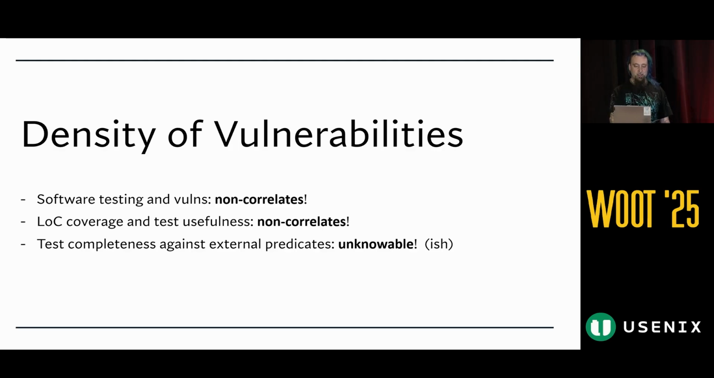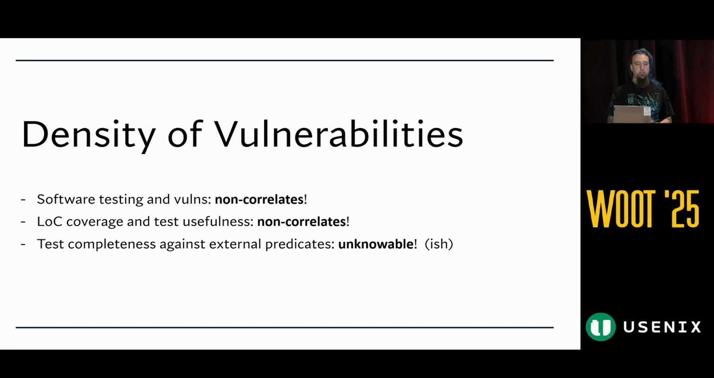Well, so the density of vulnerabilities is coming at us from these three things. Software testing and vulnerabilities, pretty much non-correlates. The best tested software has vulnerabilities. The worst tested software has vulnerabilities. Lines of code coverage and test usefulness. I can't count how many people I've seen measure this and say, well, our goal is to get up to 100% lines of code coverage. They're non-correlates. And test completeness against external predicates, mostly unknowable unless you design your software in very specific ways. There's a little bit more, though, about how that line of code coverage and test usefulness are not correlates. It has within it the clue for what to do about this.